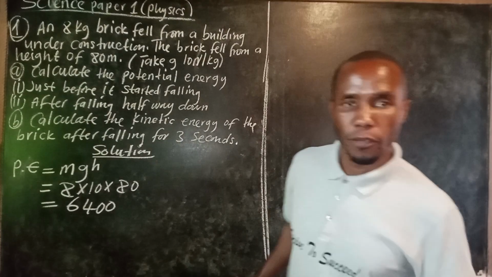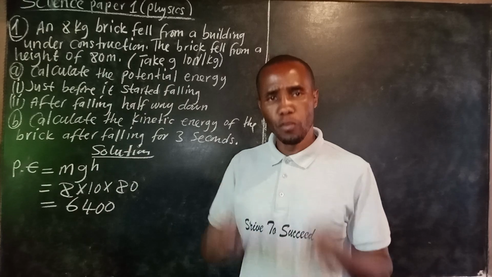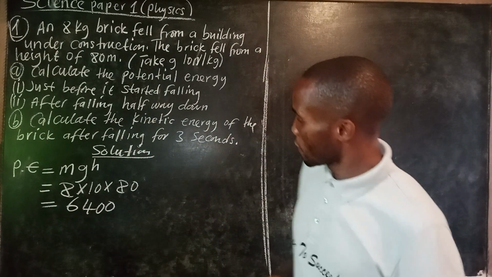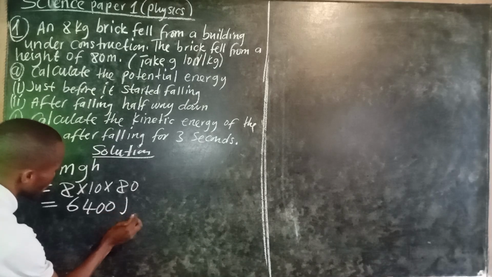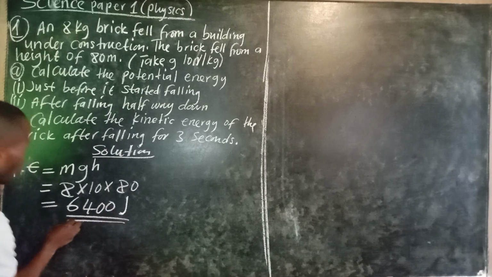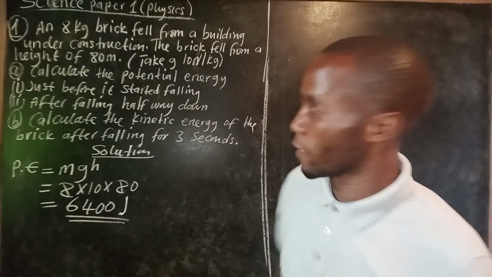Now, let's consider the SI unit for potential energy, for energy. Remember in physics, if you just write the number like this, you are going to lose a lot of marks. Units matter most in physics. So the SI unit for potential energy is joules. So now you have completed your answer. That is the way you are supposed to answer it.